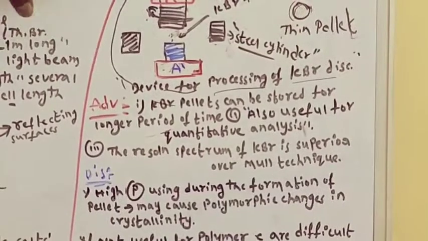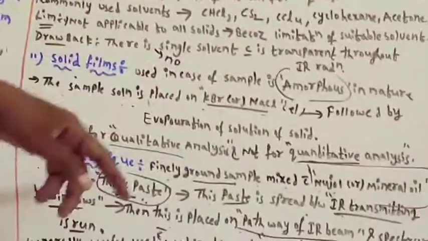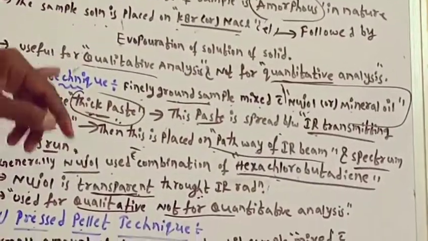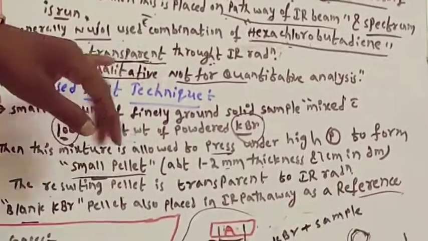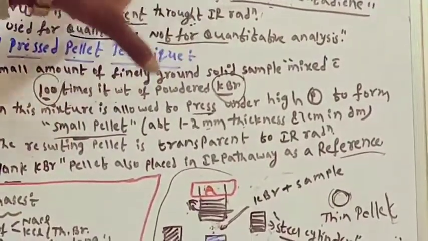This is about solid techniques. First one, solids run in solution form. If amorphous, film form. Then the Nujol mull technique, paste form. Then the pressed pellet technique, where solids are analyzed in the form of a pellet by mixing with KBr. This is about sampling of solids.